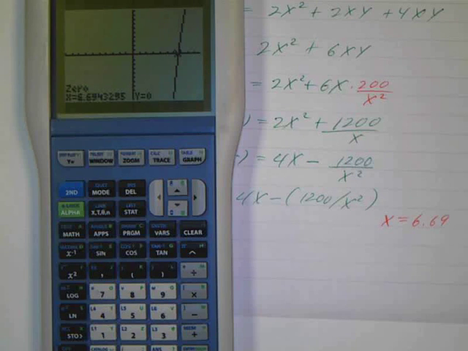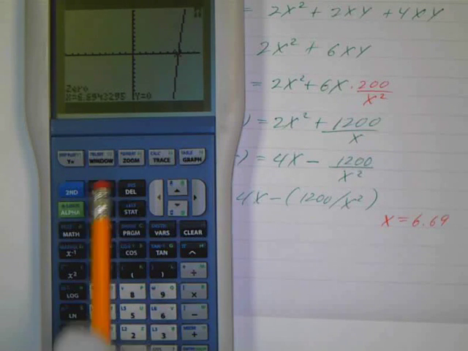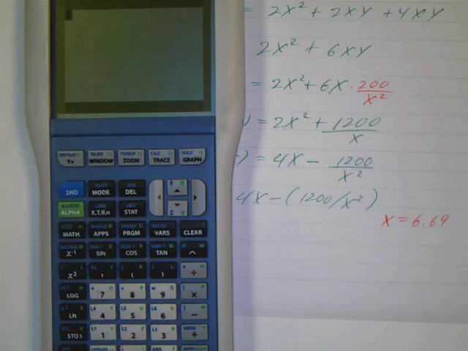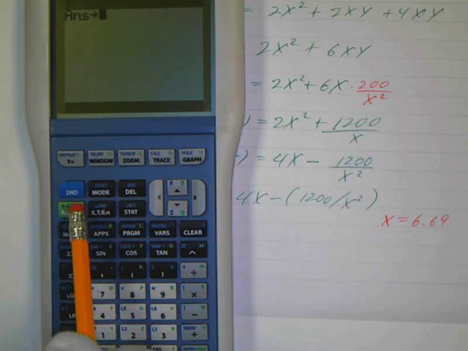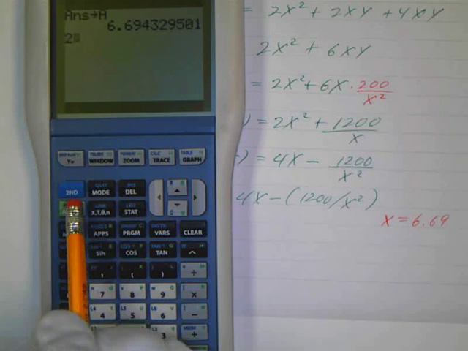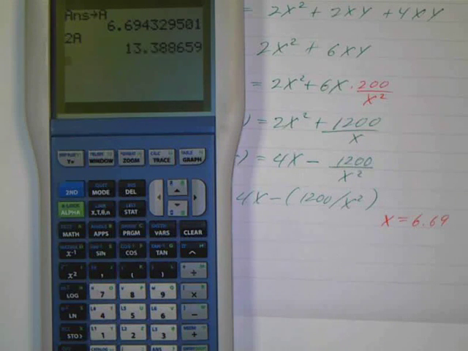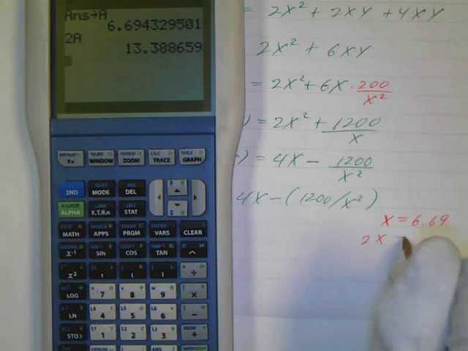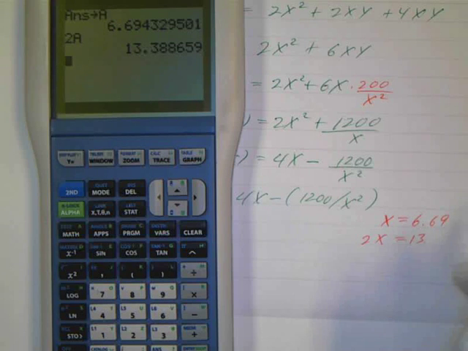Now we're going to store that so we can find the other dimensions. So we'll go to home screen, second mode quit, and we'll store that in alpha A again, like we've done in other problems. And there's my width, and I know the length is twice that, so 2 times alpha A, enter, and that's going to give me my length, 2x. And that'd be 13.39 if I round it off to two places.